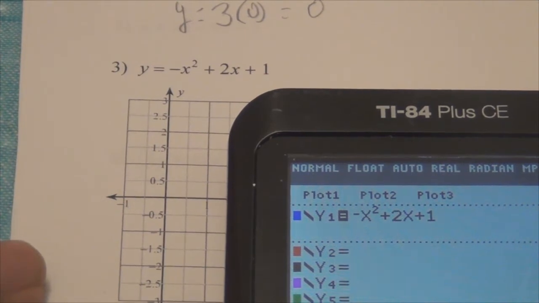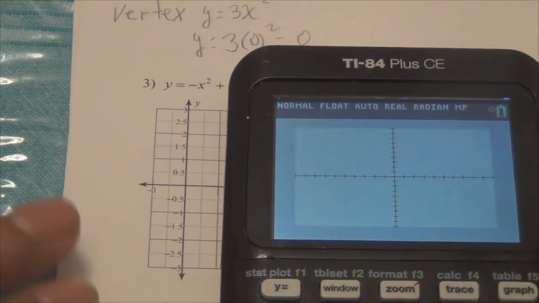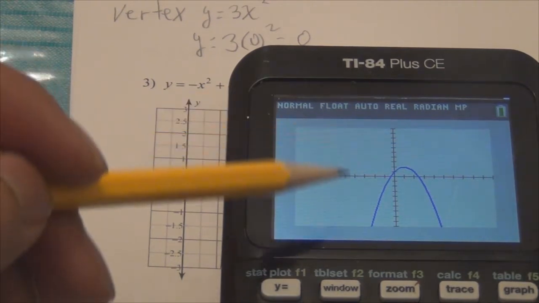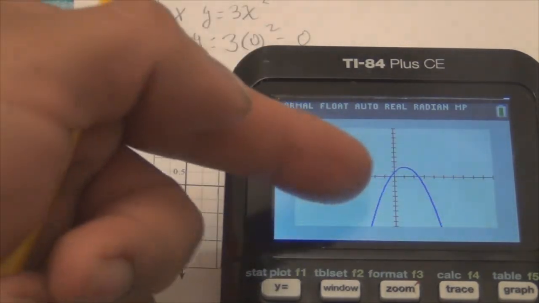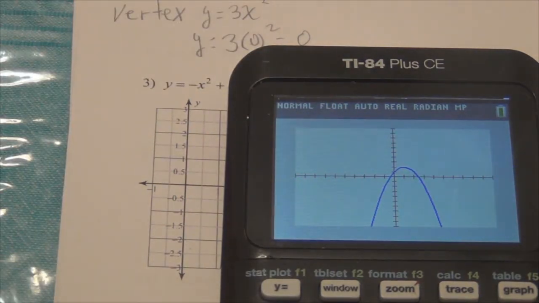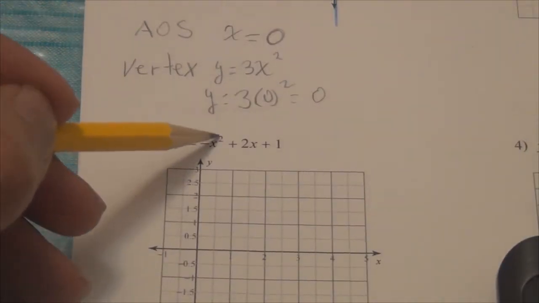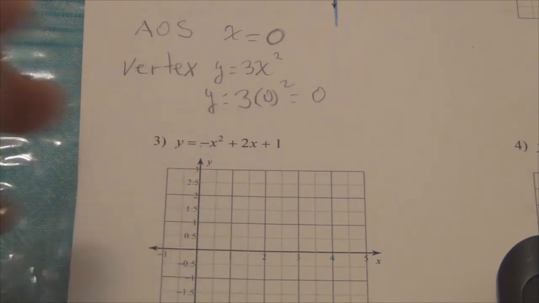Let's see what the behavior of the graph is. So press graph. Whoa. Now it's not going like a U, it's an upside down U. The parabola is concave down. It opens downwards. So why is that? Well, easy. Because the coefficient of x squared is negative. In other words, this is negative 1x squared. So that's why the parabola looks like that.